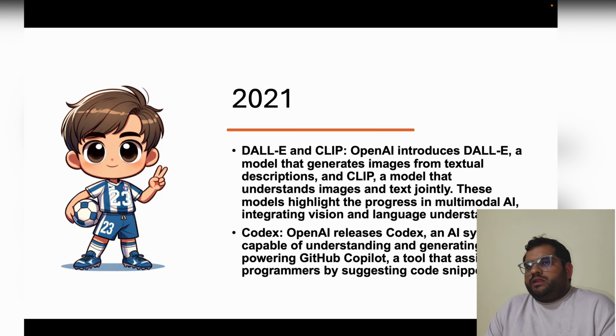In 2021, OpenAI came up with DALL-E, CLIP, and Codex, which was able to understand and generate code. GitHub Copilot is there, which helps us code better, and a lot of things came up. They got into multimodal AI, vision, large language understanding, large image models, and multiple things came up.